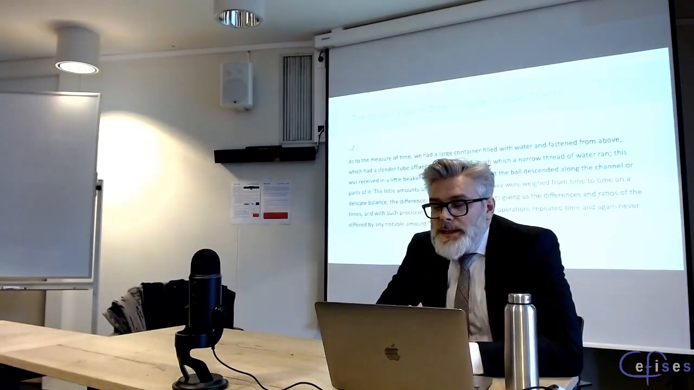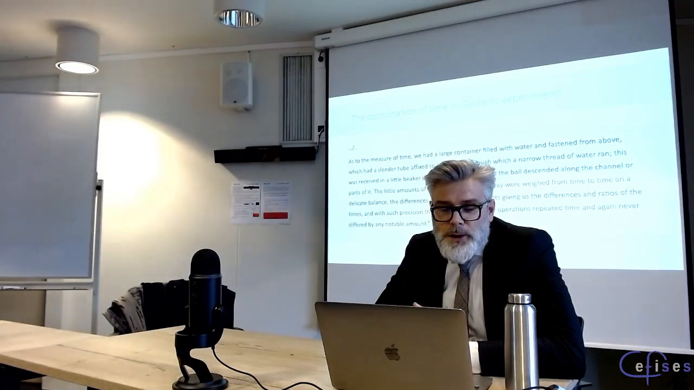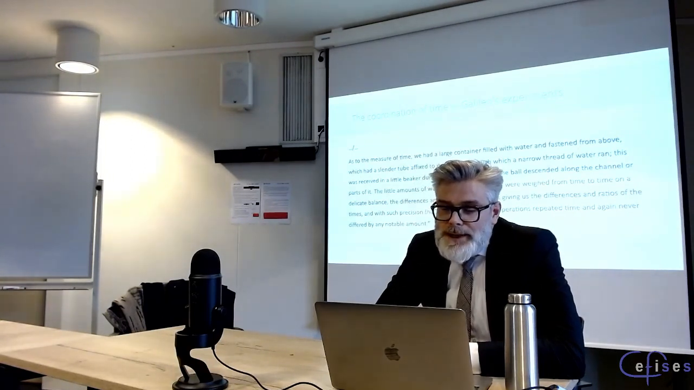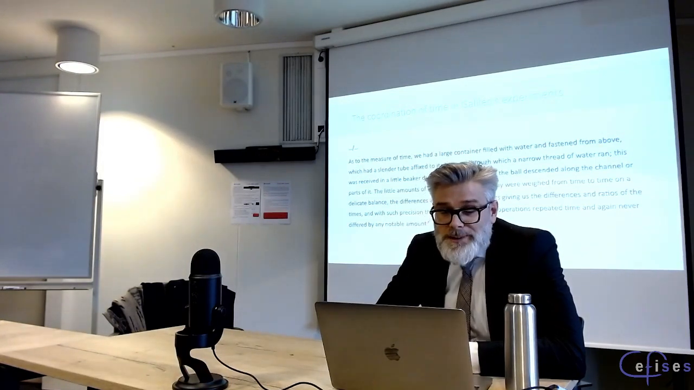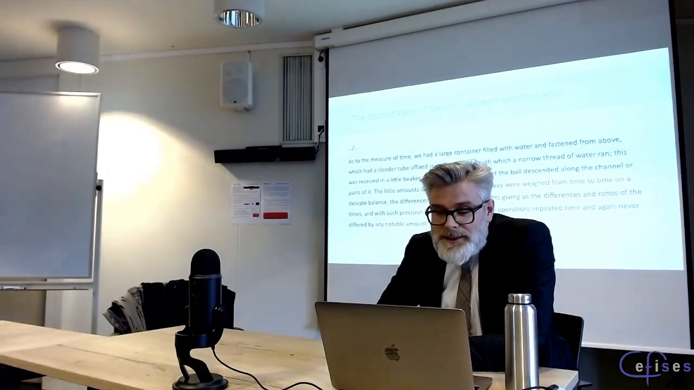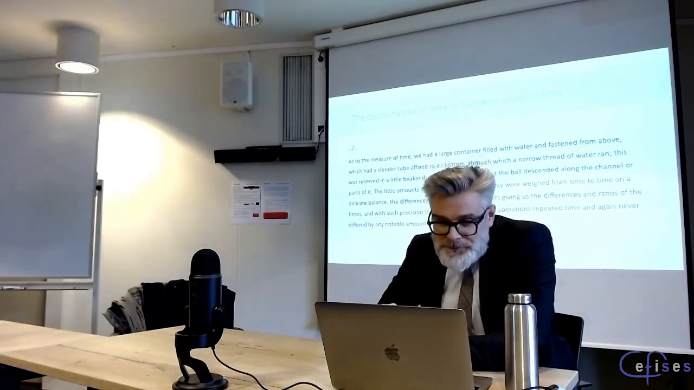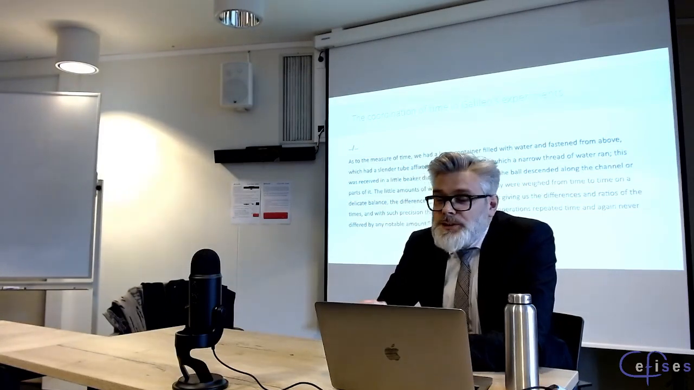As to the measure of time, we had a large container filled with water and fastened from above, which had a slender tube affixed to its bottom, through which a narrow thread of water ran. This was received in a little beaker during the entire time that the ball descended along the channel or parts of it. The little amounts of water collected in this way were weighed from time to time on a delicate balance, the differences and ratios of the weights giving us the differences and ratios of the times, and with such precision that, as I have said, these operations repeated time and again never differed by any notable amount. End of quote.